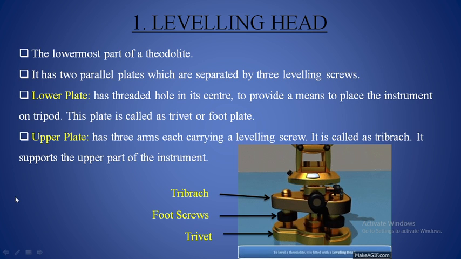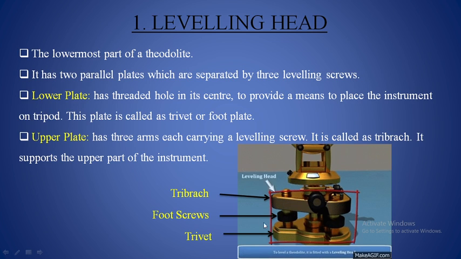The first one is the leveling head. Here you can see the animated image showing the leveling head. The first plate which is above is known as the tri-brach. The very bottom plate is known as the trivet, and these 3 screws are known as foot screws. You are already familiar with the tri-brach, trivet and foot screws from reading about the dumpy level.